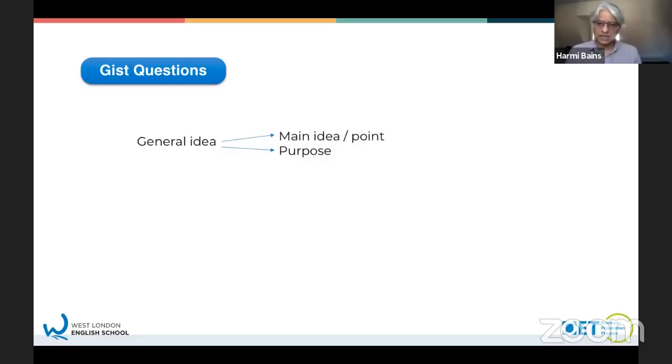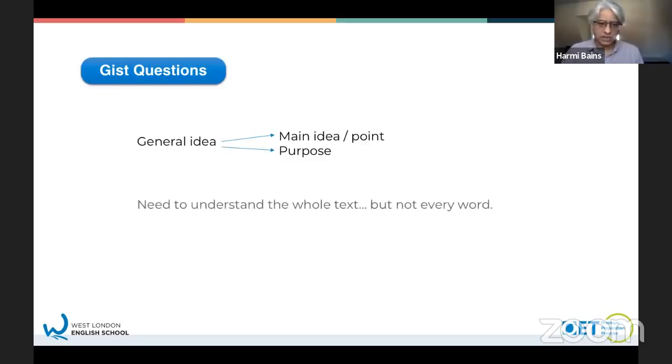Often you see this in reading part B, as well as reading part C, and you'll see questions which ask you about the main idea or the main point. Often you see these with purpose questions. They want to know why the writer has written this text. What is the point of this text? What is the writer trying to show you?